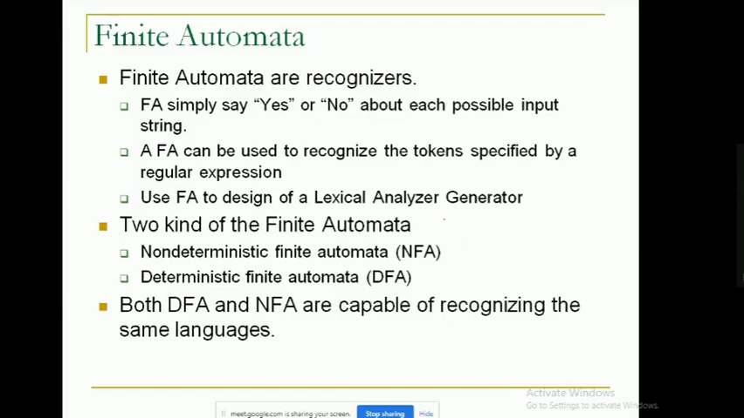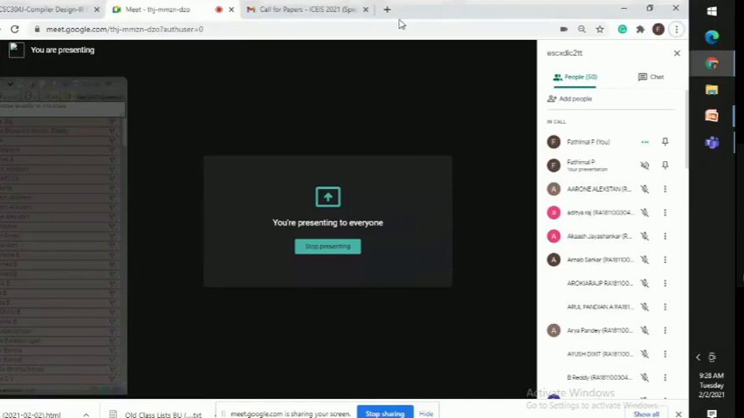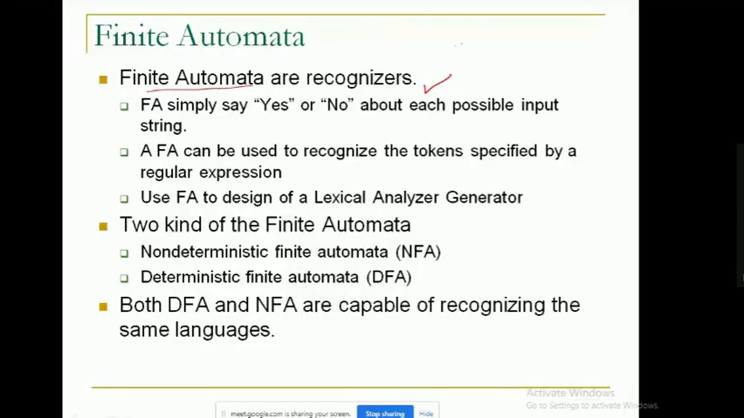So let's move on to finite automata. The transition diagram can be represented in the form of automata, the machine. That finite automata helps you in the recognition of tokens. Okay. Can anyone summarize what we have discussed so far?